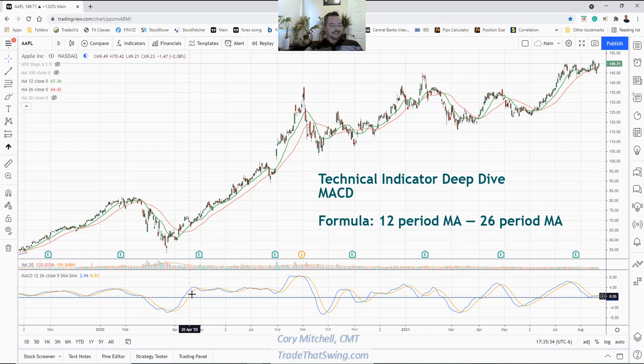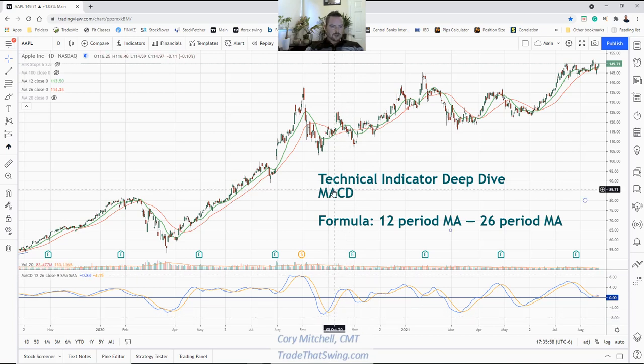So that's what this line is. It's just going to trail behind the MACD. It has nothing to do with what's going on with the price action. But some strategies use it as a trade signal, or it can be used as kind of an early alert that the price action may be changing.